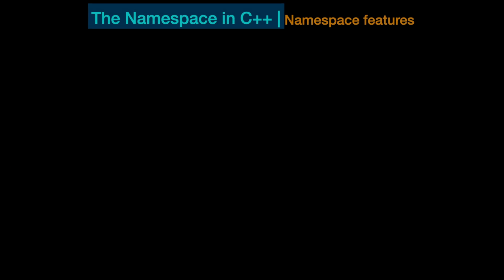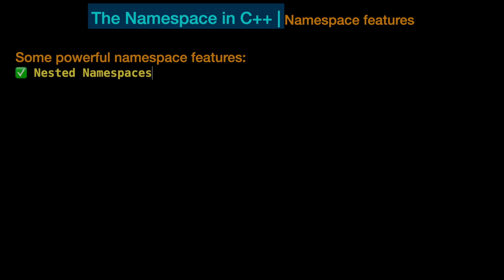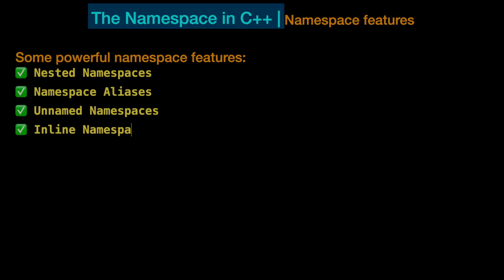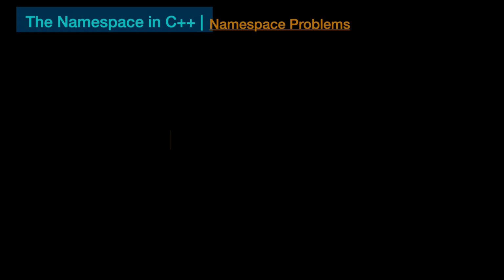To make things even better, we'll also explore some powerful namespace features: nested namespaces for super-organized code, namespace aliases to simplify those long names, unnamed namespaces for file-specific scope, inline namespaces for smooth versioning, Koenig lookup for smart function call resolution. Let's get started with name conflicts.